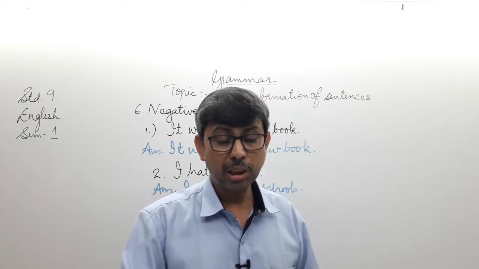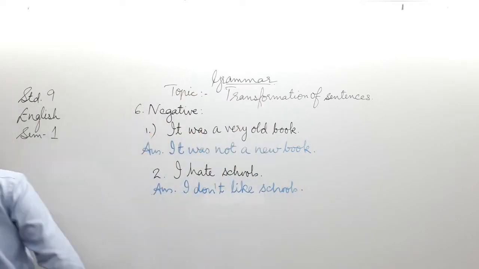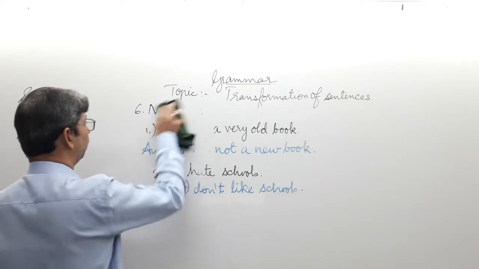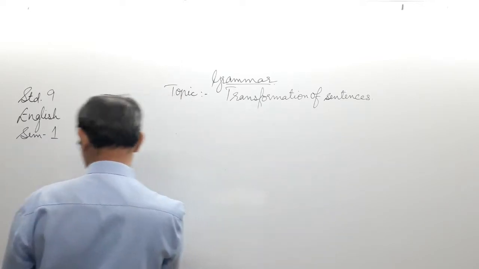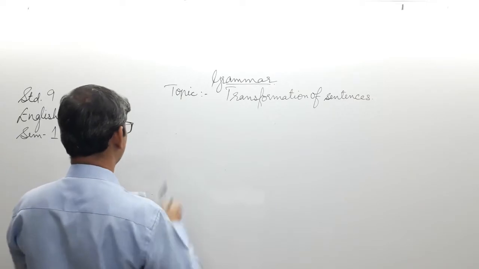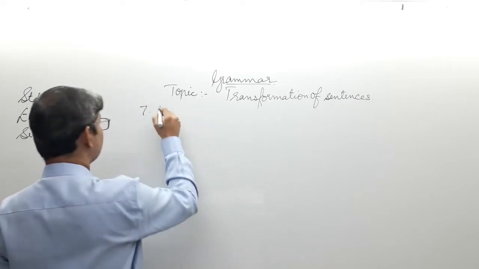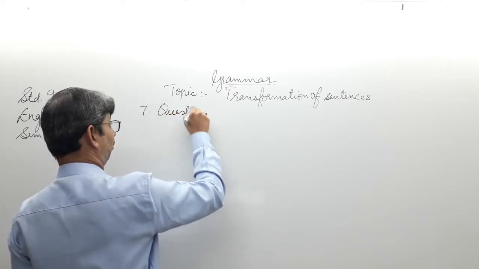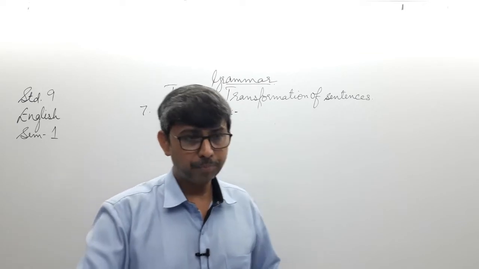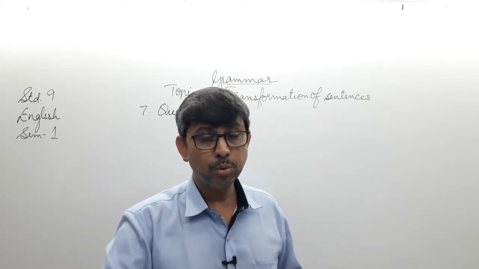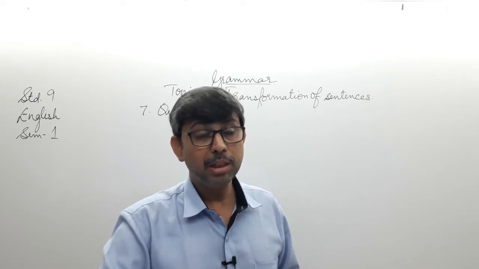Next we have in transformation, that is question tags. So let's take two examples of the same. You learned in the lower classes about question tags. What is the use of a question tag? When something is being asked, you try to confirm it. In order to confirm what someone or somebody has said, we make use of question tags.